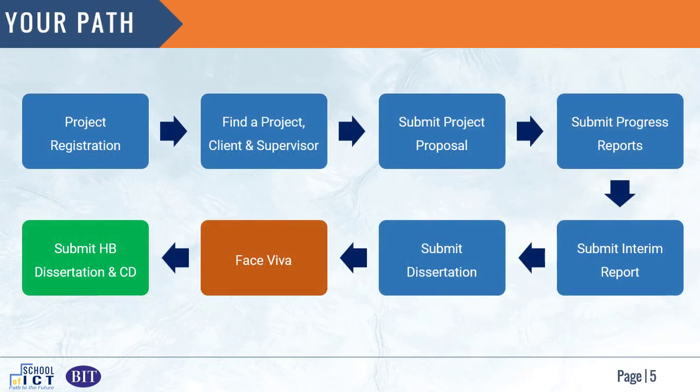Let's focus on your path. Before or after registering, you have to find a supervisor and come up with 2 or 3 possible project titles. You will then select the most suitable one after discussing it with your supervisor. Next, you have to prepare and submit the project proposal and continue working on the project. Throughout the project, you are required to submit 10 progress reports, an interim report, and finally the soft copy of the dissertation. If you are eligible, you will then be called for the viva. Finally, you will need to submit a hard copy of your dissertation along with a software CD to complete the project.